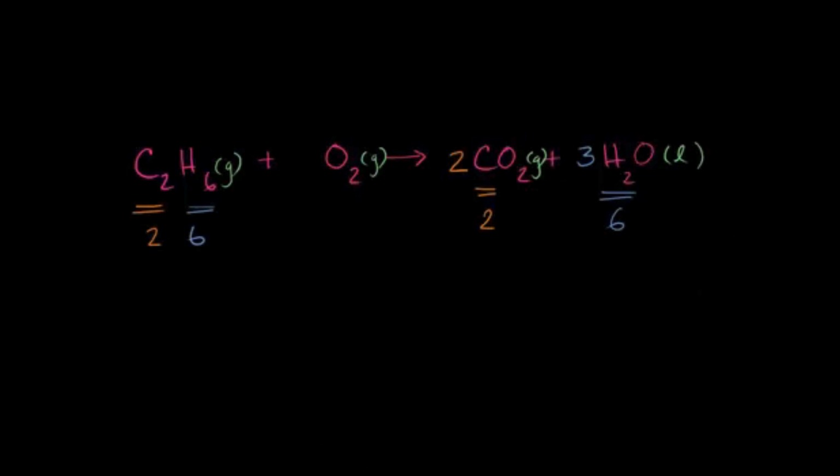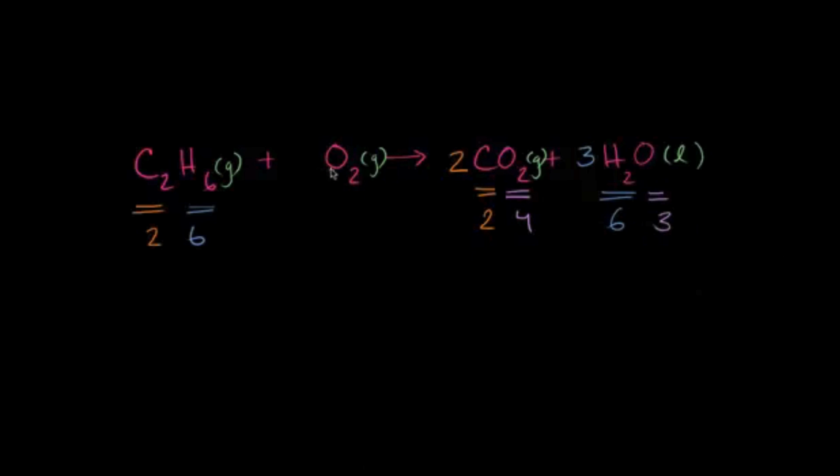So right now, I'll do this in a mauve color. Right now on the left-hand side, I have 2 oxygens. But on the right-hand side, what do I have? Let's see, I have 2 times 2. So this right over here is 4 oxygens. And then I have 3 water molecules. Each of them has 1 oxygen atom. So 3 times 1, so this is going to be 3 right over here. So on the entire right-hand side, I have 7 oxygen atoms.